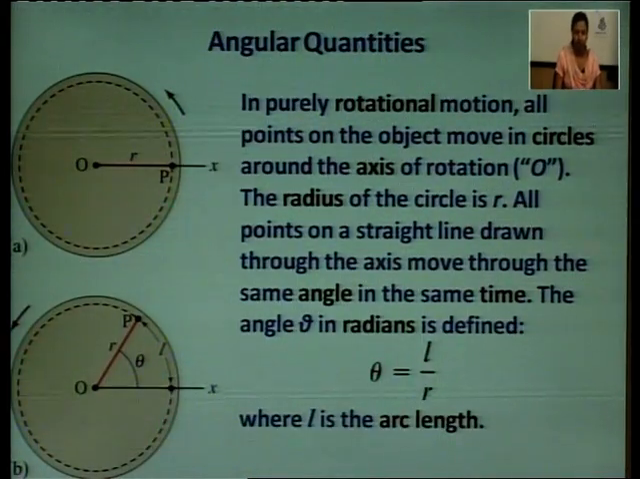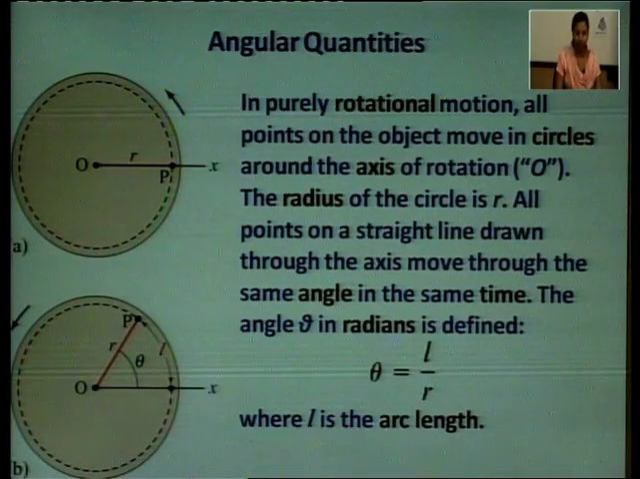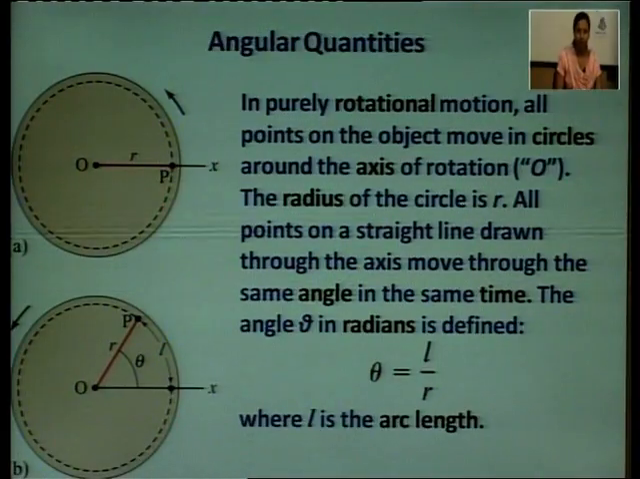Now we will discuss the quantities which are used in circular motion. First quantity is angular displacement. In the left figures, two figures A and B represent the circular motion of a body. R is the radius of the circle. The body is first at the horizontal line at point P. In figure B, the body moves through an angle theta and reaches the point P prime by covering arc length L.